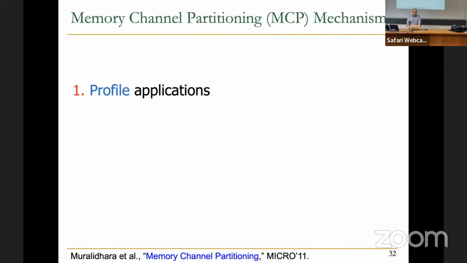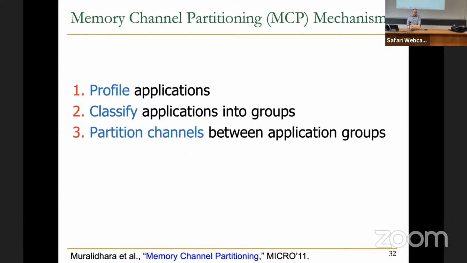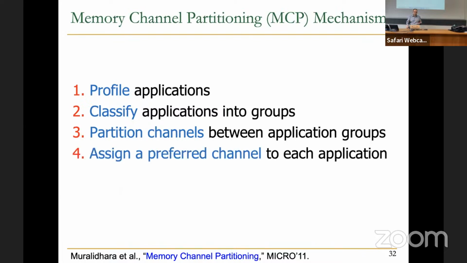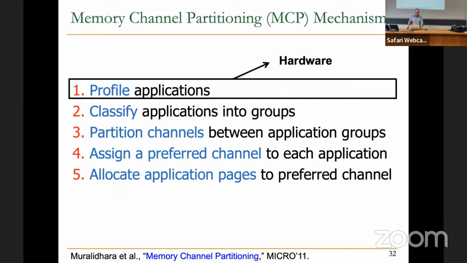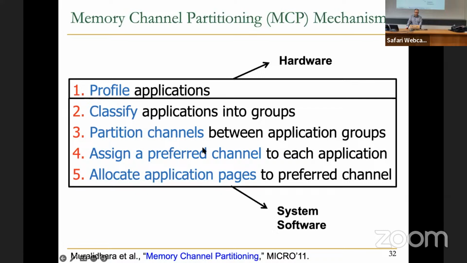However, there is one issue here. You need to profile applications, of course. You need to classify applications into groups and partition channels between application groups. After partitioning, you can assign a preferred channel to each application and then allocate application pages to the preferred channel. What we do is profile applications in hardware, and all the other steps are done by system software. They need to be handled at the OS, basically.